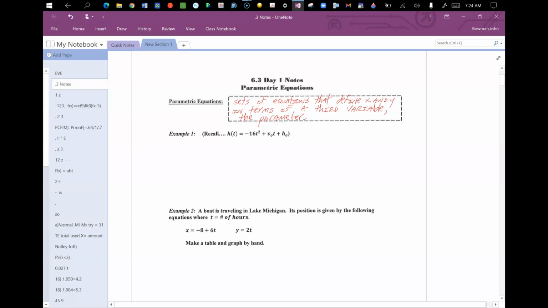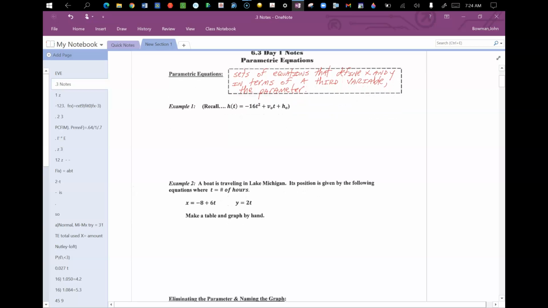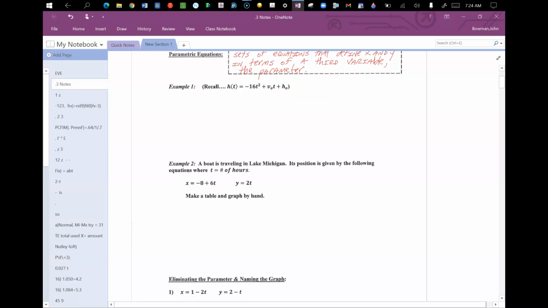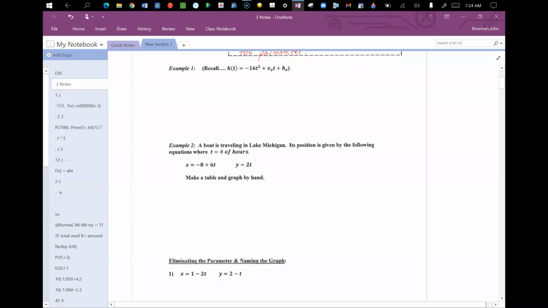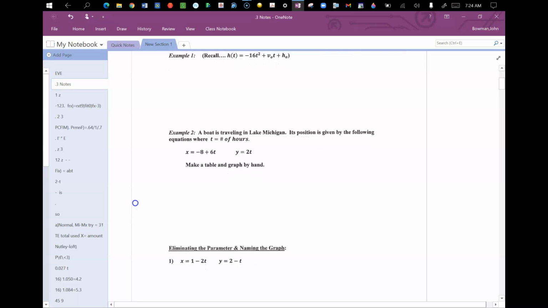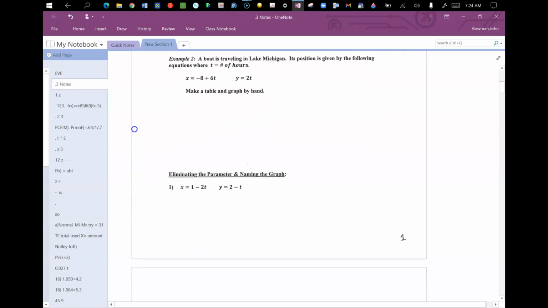Very often, as you will see, we use the third variable t, and we use that because often we use the third variable to represent time. And it's rather nice because we can take equations like you see in this first example, which represents projectile motion, and we can break those down to represent the x position or horizontal position of an object and the vertical position of an object.